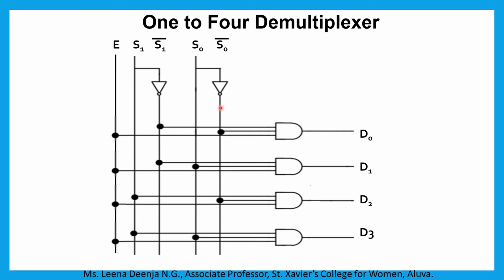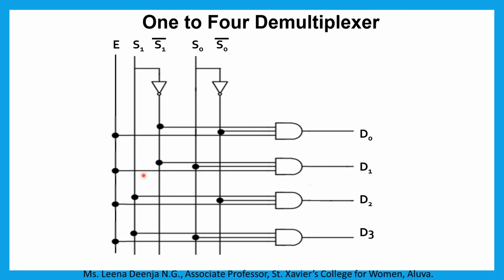In the first case, when S1 and S0 are zeros, here we get 1 and 1. So these 1 and 1 are connected to the first AND gate. And here we can see that the third input is E. So if E is 0, then the output of the first AND gate will be 0. If E is 1, then all the inputs are 1, so the output D0 is 1. So if S0 and S1 are zeros, then E will appear at this D0.